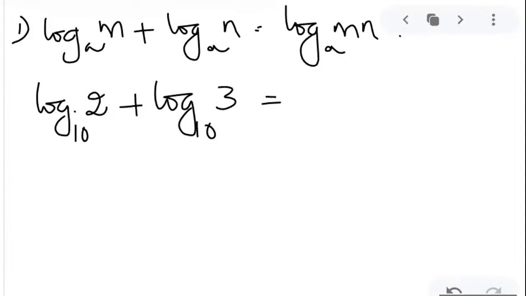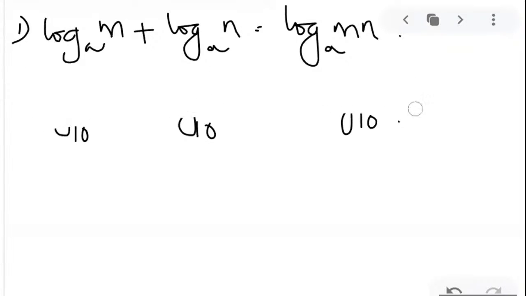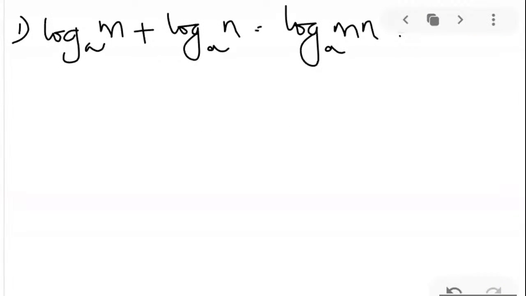What is this equal to? Log 6 base 10. Right? So before this happens, we'll see few of these and then we'll jump into the problems.